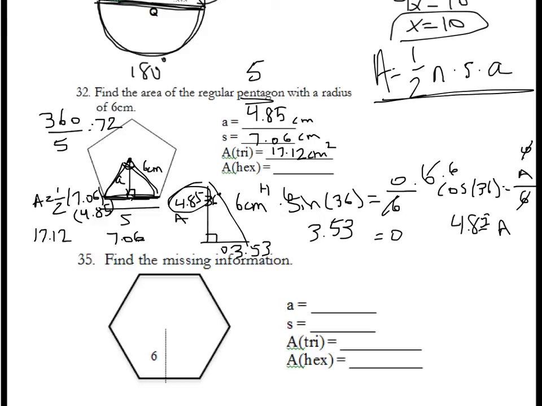If I want to find the area of the pentagon, there's 5 triangles, so just multiply by 5. If not, plug it in your formula. 1/2, the number of sides is 5, the side length is 7.06, and the apothem is 4.85. Plug that all into my formula, and I get 85.60 centimeters squared.